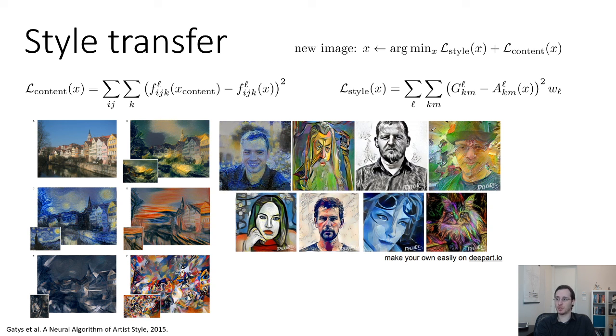You can play with this yourself. There's a website called deepart.io that allows you to apply styles to photographs. And these are some actual photographs that were stylized in different ways. This is from Andrej Karpathy's slides.